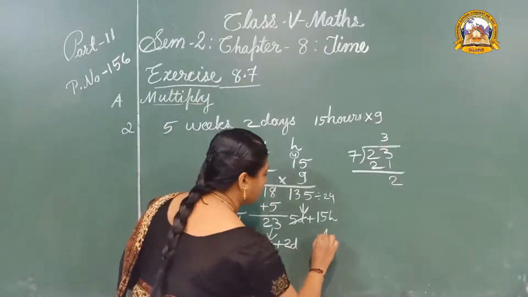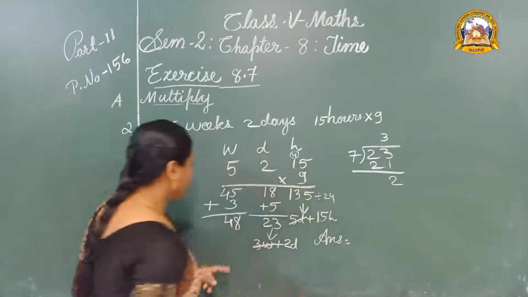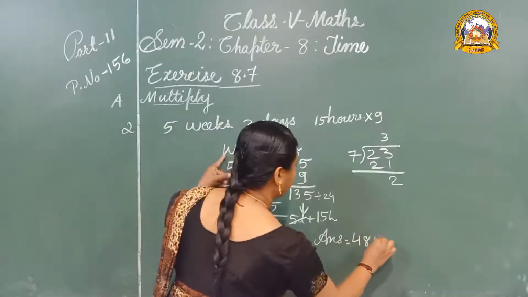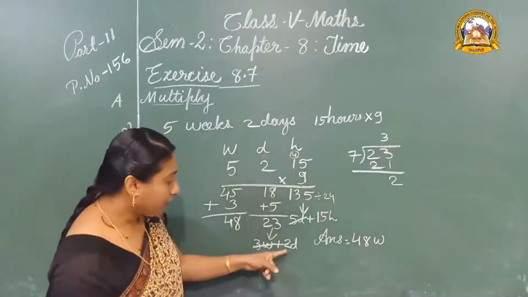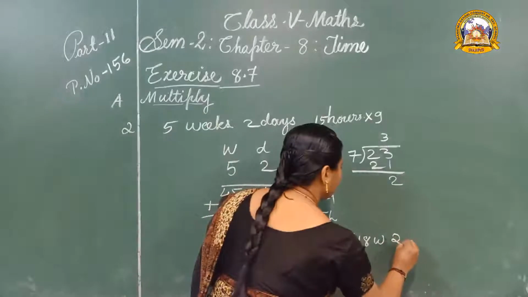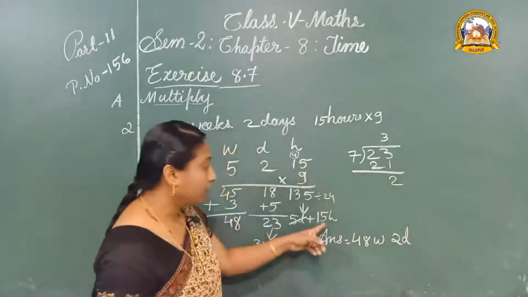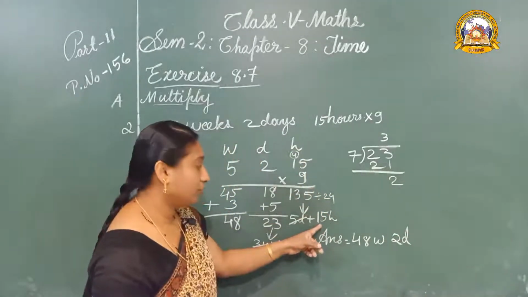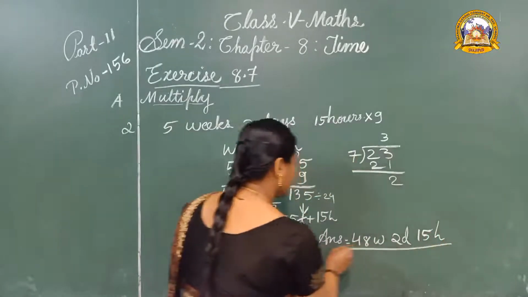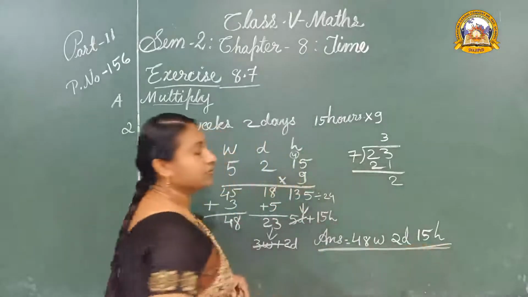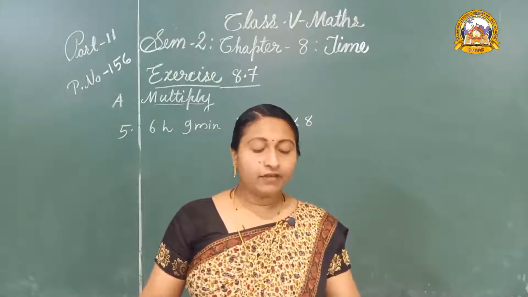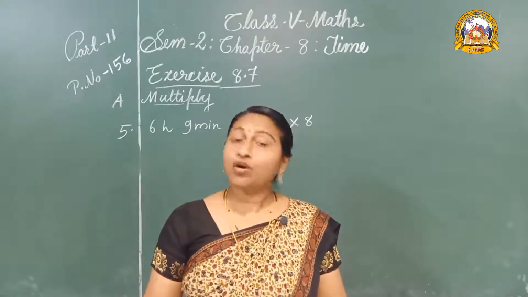How can we write the answer? Answer is equal to 48 weeks. And then here what is remaining? Only 2 days. Then in the hours column, what is remaining? Only 15 hours. It is our answer. Okay children, the third and fourth are for homework.